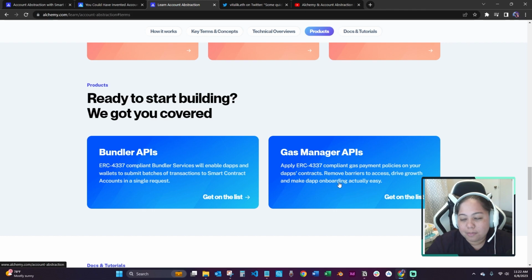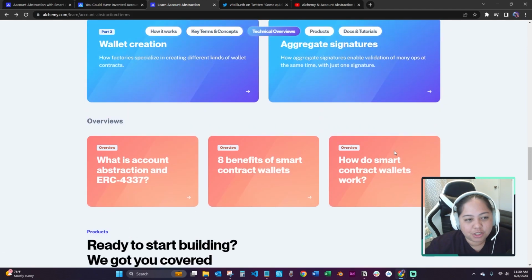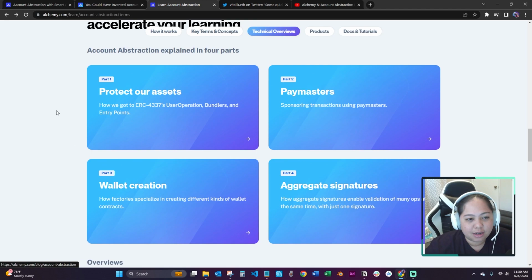And then gas manager APIs. So anyone can be the paymaster. Anyone can manipulate how they want their end users to cover their gas fees. If you want to cover it, or if you want to make them cover it, this is the Gas Manager API. As always, there's a bunch of other things that you can check out here at alchemy.com about account abstraction and how it works and how to use their APIs for your smart contract creations.